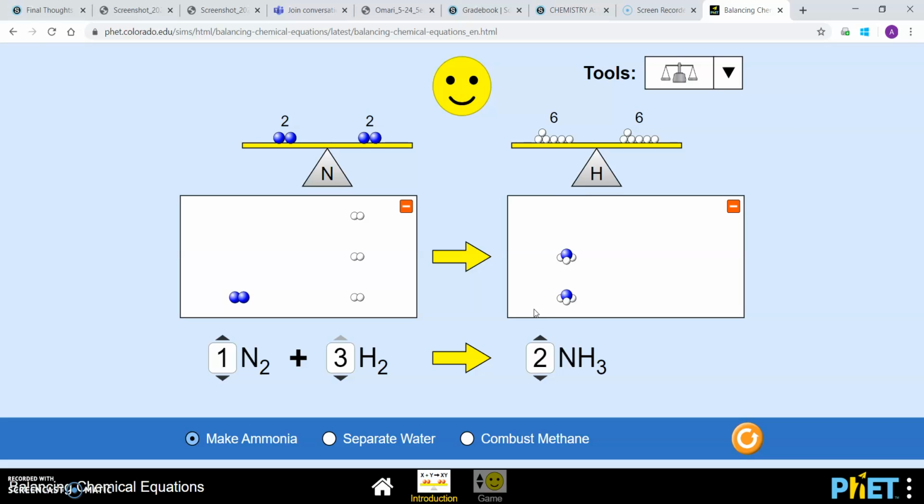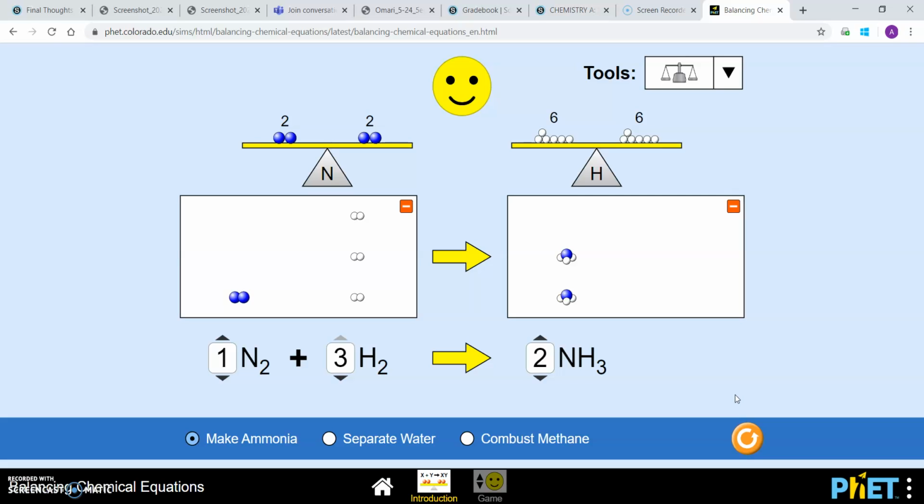What I'm trying to do really is figure out what's the ratio of how many N2s and H2s I have at the beginning to get how many NH3s at the end. And so it's kind of a guess and check. If I had 2 of those and 3 of those, I could wind up with 2 of these. And the numbers of nitrogens and hydrogens on each side are the same, before and after.